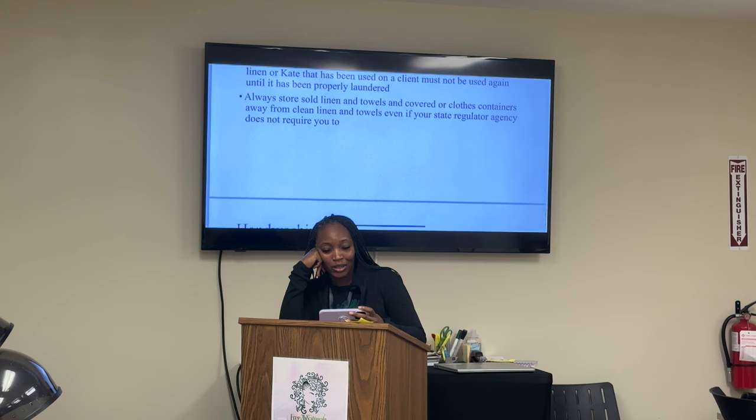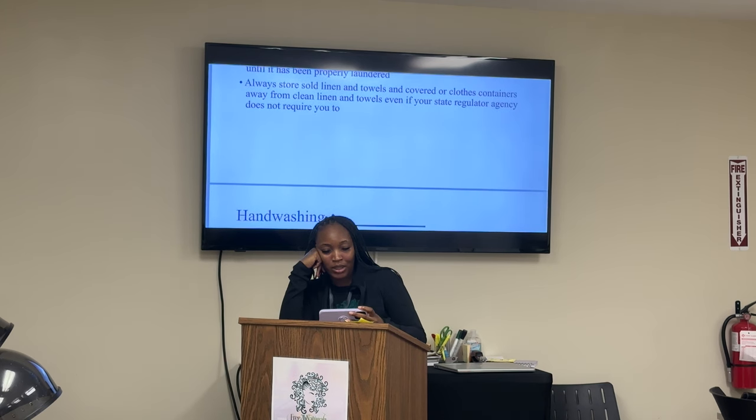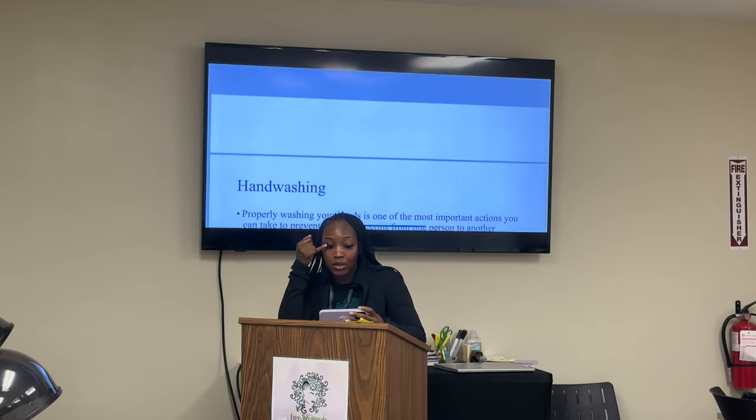A towel, linen, or cape that has been used on a client must not be used again until it has been properly laundered. Always store soiled linen and towels in a covered, clean container away from clean linen and towels, even if the state regulatory agency does not require you to.